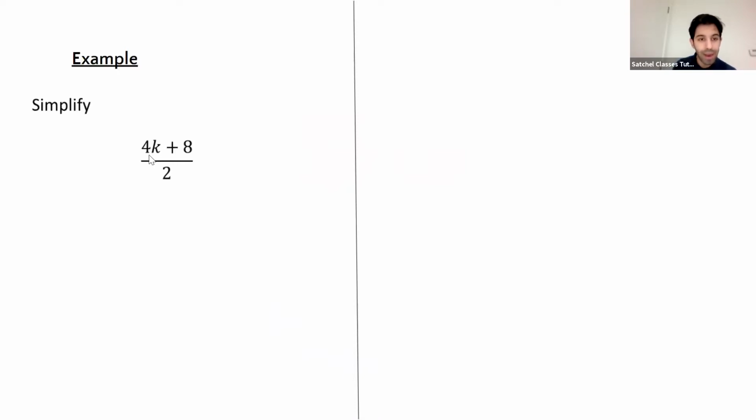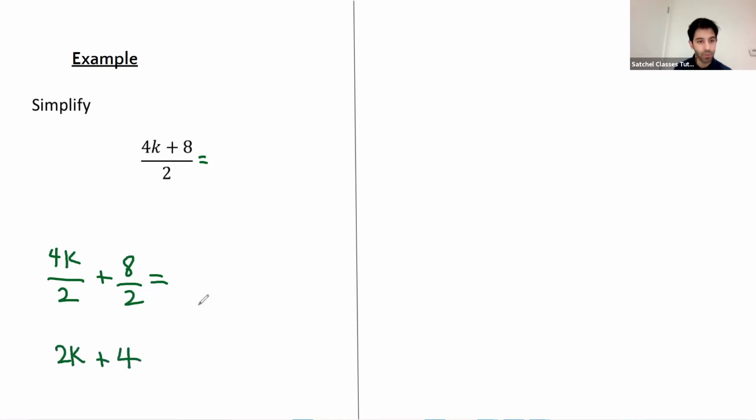So over here, what we have is 4k plus 8 over 2. How we can do this is 2 methods, but I prefer the factorising method, but I will show you the other method first. So we can rewrite this as 4k over 2 plus 8 over 2. And what that will give us is 4k over 2, well, 4 divided by 2 is 2, so we'll have 2k plus 4. So this will be our answer, 2k plus 4.